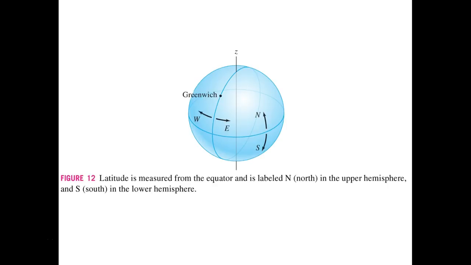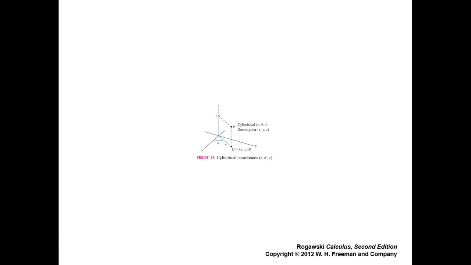Latitude, measured from the equator north, would be 90 minus phi in the northern hemisphere. And it would be 180 minus phi in the southern hemisphere, I think. I don't think there's anything too new here.